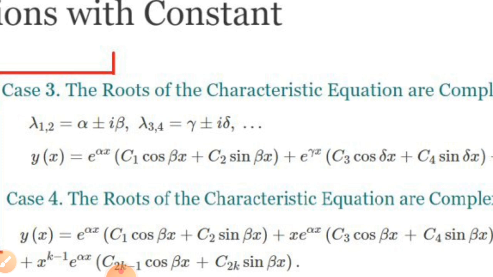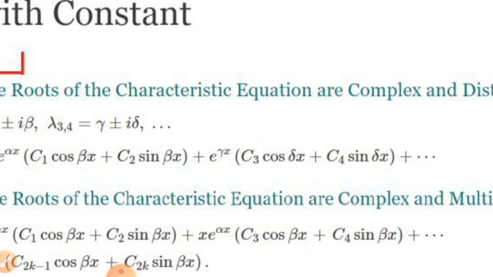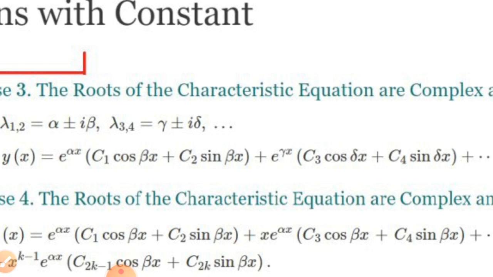Similarly, for the other root gamma plus minus delta, we will write e to the power gamma x times bracket c3 cos gamma x plus iota c4 sin gamma x. So this will be the solution. And also we can have a complex root repeating multiple times, like a real root was repeating multiple times, a complex root can also repeat.